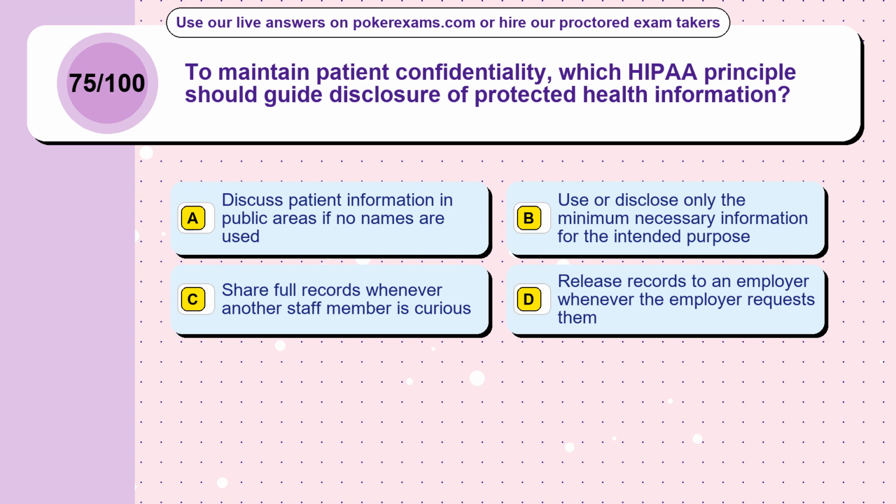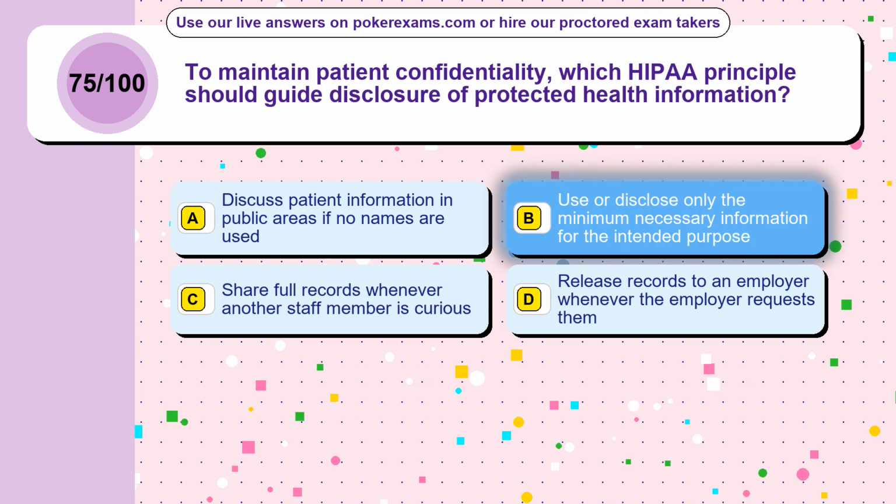Option A. Discuss patient information in public areas if no names are used. Option B. Use or disclose only the minimum necessary information for the intended purpose. Option C. Share full records whenever another staff member is curious. Option D. Or release records to an employer whenever the employer requests them.